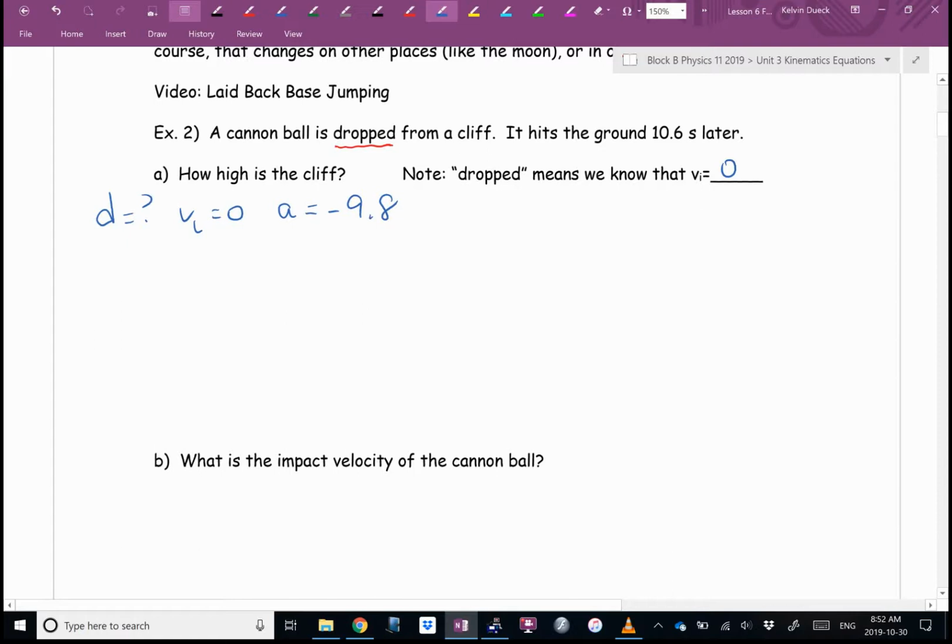So those two pieces of information, Julia, won't appear in the question, but I'm hoping they're kind of self-evident now. What's that 10.6, Serenity? What are the units next to that 10.6? So, I'm looking for an equation that has d, vi, a, and t in it. Which one?